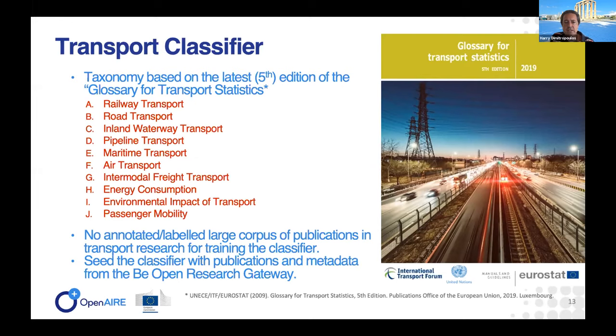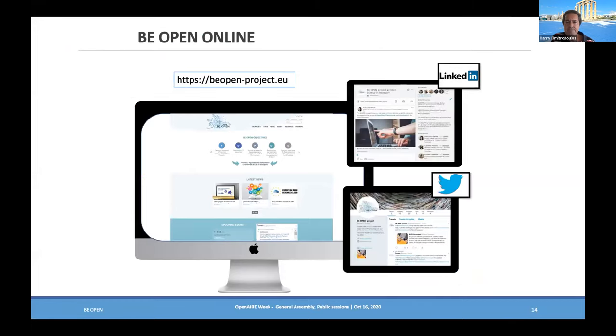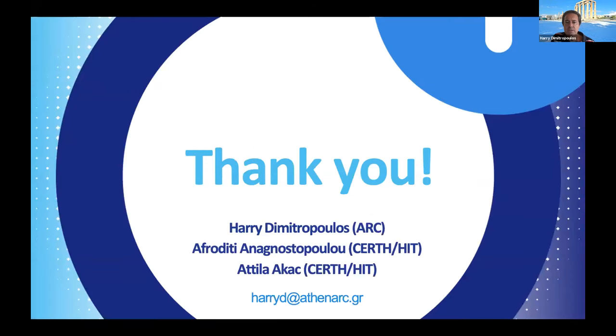This has 10 categories. The problem is that there is no annotated or labeled corpus of publications in transport research to train a classifier, but we'll be using some of the advanced techniques of Harris Papagiorgiou, who talked earlier, seeding classifiers from the publications and metadata from the BeOpen Research Gateway. More information can be found on the BeOpen project website. I'll share the links in a minute. That's all for BeOpen.